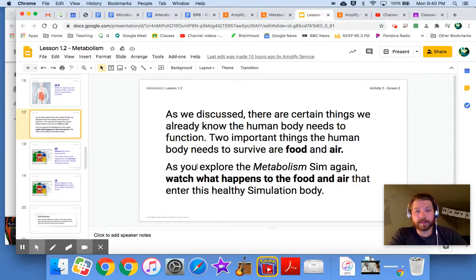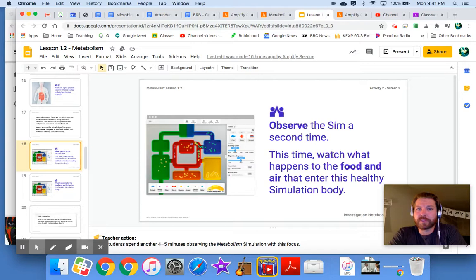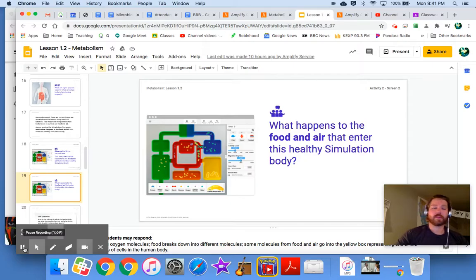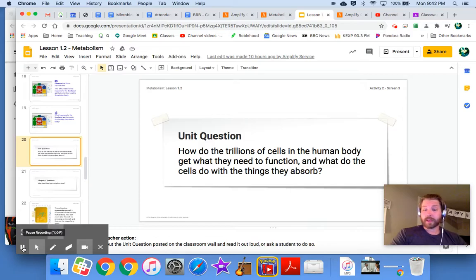So hopefully you thought of a couple things that the human body needs. Two of those things are food and air, oxygen. Some of you probably said water too. So as you explore the Metabolism Sim again, watch what happens to the food and air that enter this healthy body simulation. So here's what we're going to do. We're going to observe it a second time, so you might want to reset it. Watch what happens to the food and air that enter this healthy simulation body. And we're going to answer this question: what does happen? So go ahead, take a moment, restart the sim, and keep an eye on the food and the air. So what happened to the food and the air?